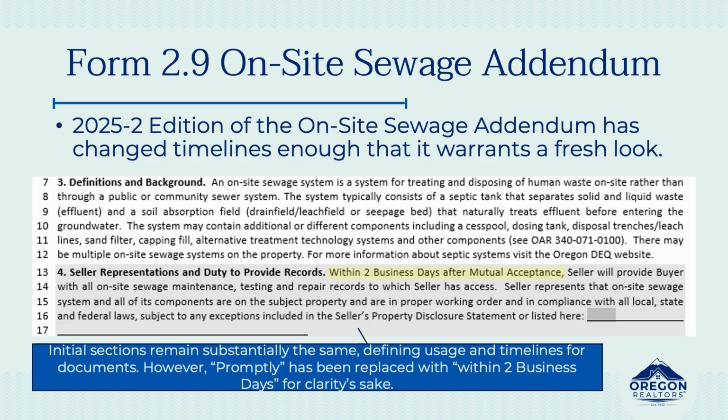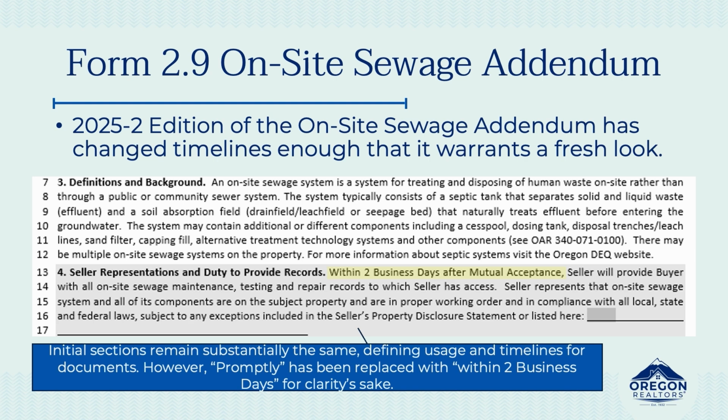Section 4 is the seller's representations and duties to provide records. Basically, when the seller enters a contract with the buyer, they're going to provide all records they have about the on-site sewage system's maintenance history, all testing that has been done to the system, and all repair records they have access to. If the seller has repaired a crack in the septic tank, they're supposed to tell the buyer, because that changes how well this property meets the buyer's needs.